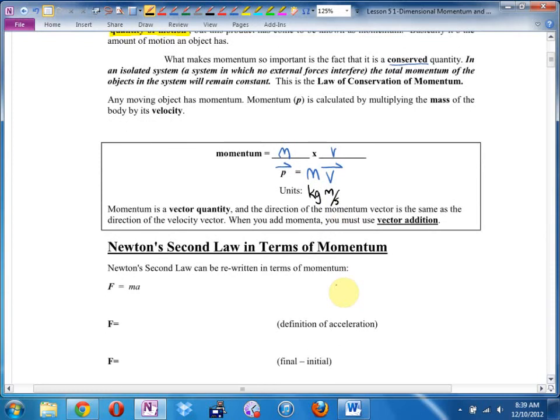So, it's a vector quantity, and the direction of the momentum vector is the same as the velocity vector. That means when you add momentums, or momenta, which is actually the plural of momentums, we're going to be doing lots of drawings tip to tail. Tip to tail. Lots of them.